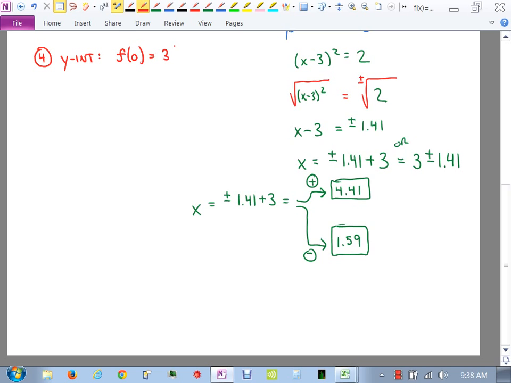That means I'm going to have a 3, I'm going to have 0, take away 3, squared, and then minus 6. So do what's in the parentheses first. 0 take away 3 is negative 3. Square it, and you get 9. 3 times 9 is 27, minus 6 is 21. So you have a y-intercept of 21.